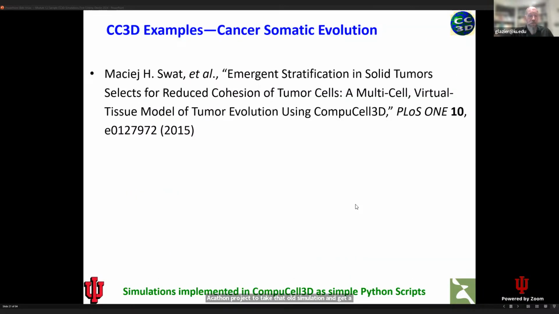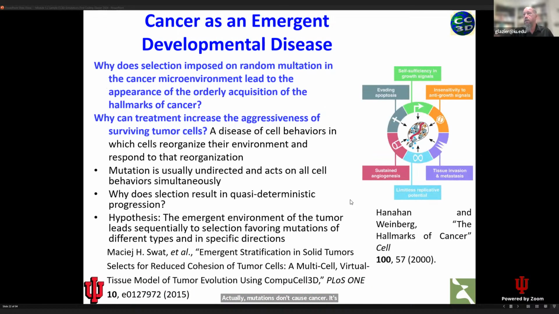Another thing that happens is that you have what's called cancer progression. People think of mutations as causing cancer or cancer progression, but mutations could increase things or decrease things. Actually, mutations don't cause cancer. It's selection that causes cancer. And so you can ask the question, what's happening in the tumor microenvironment that's selecting for certain behaviors or phenotypes in particular contexts? And as tumor cells evolve, they change their environment, both with each other and with the extracellular environment. That means selection pressures change.